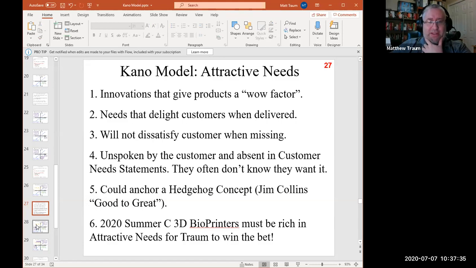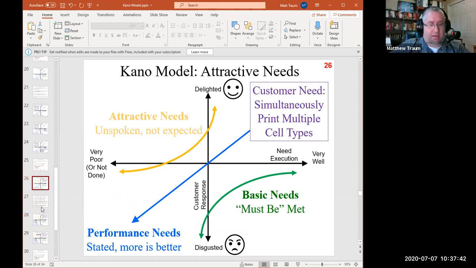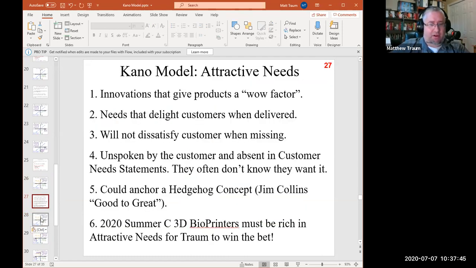Okay, so what does this look like? Well, boy, these are all messed up. Here, let me, somehow I got these out of order. Okay, let me put this here.